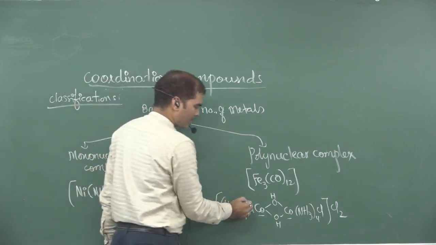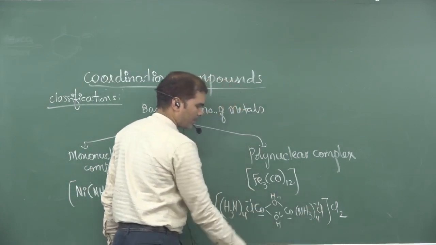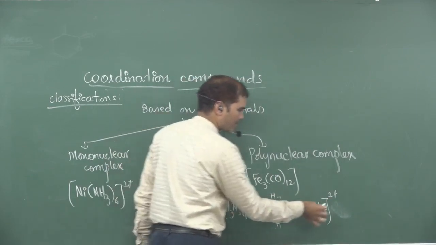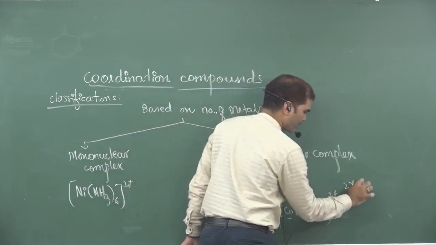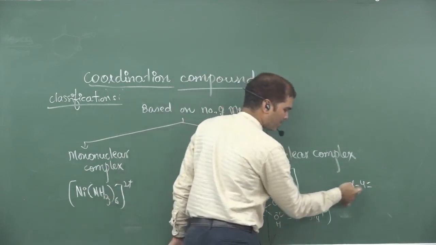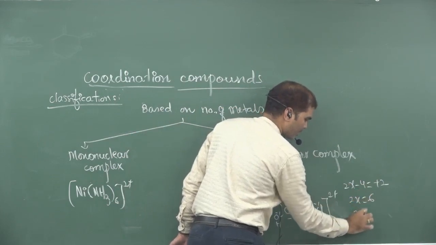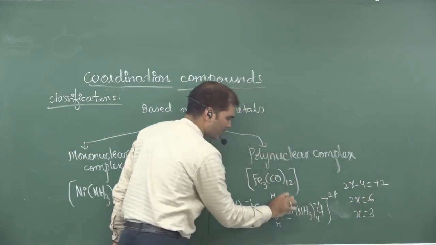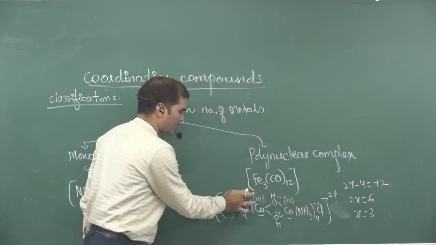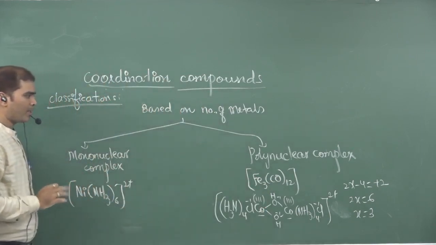Oxidation state: this is -1, -1, -1, -1. If I don't put these 2 chlorines, it is 2 plus. So 4 negatives, 2x minus 4, because we have 2 metals, so 2x minus 4 is equal to +2. 2x equals 6, x equals 3. Each metal is present in +3 oxidation state. Cobalt is stable in +3 oxidation state. So they are called polynuclear complexes.